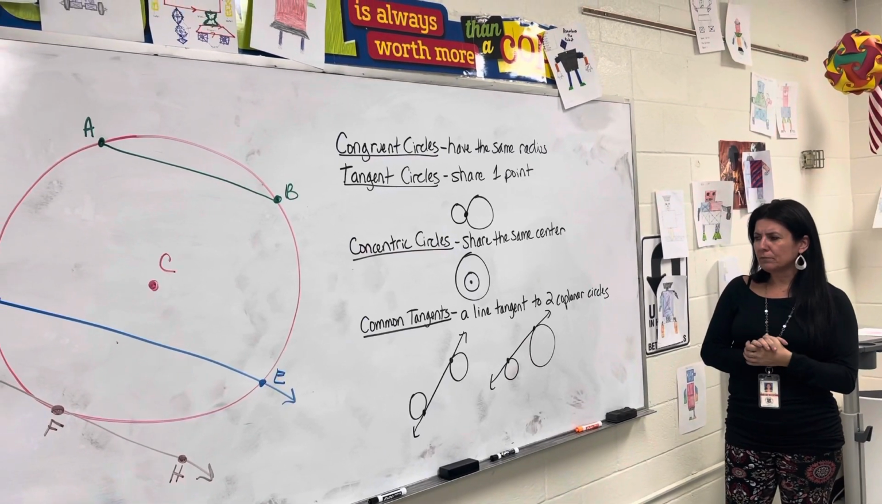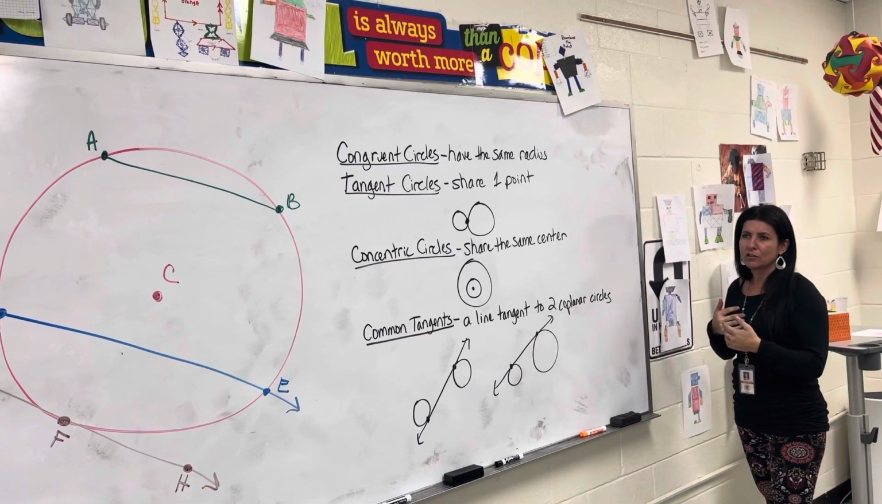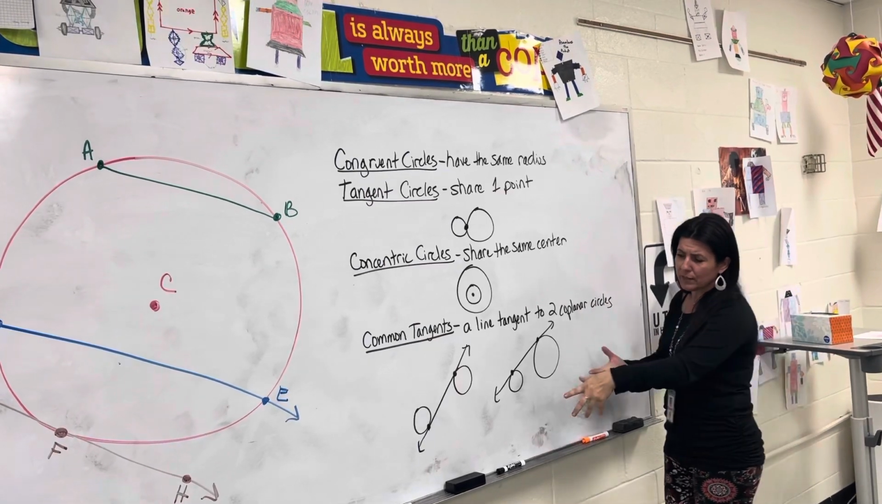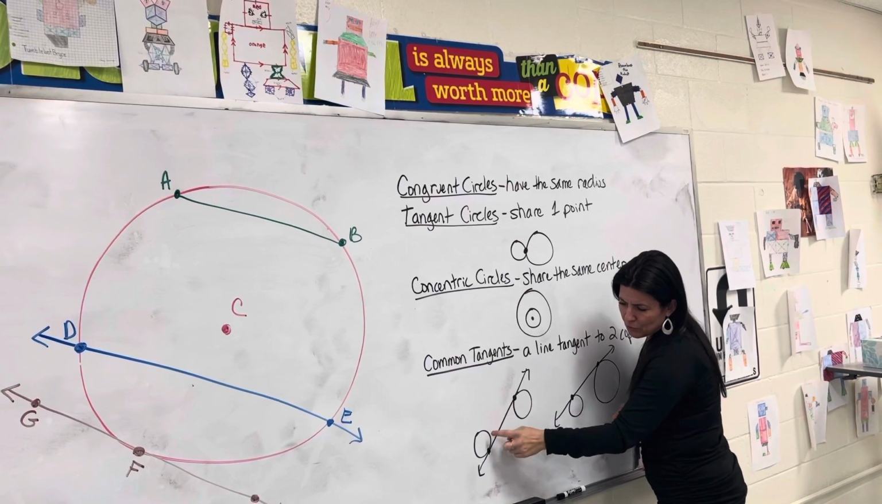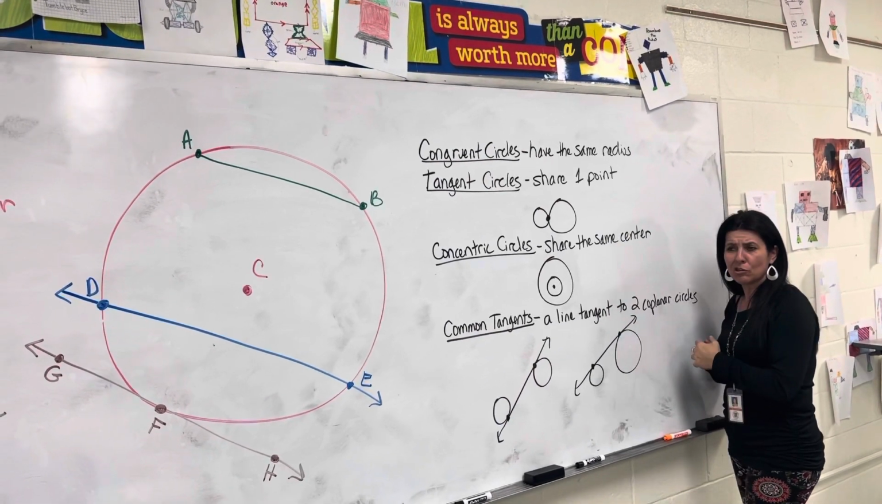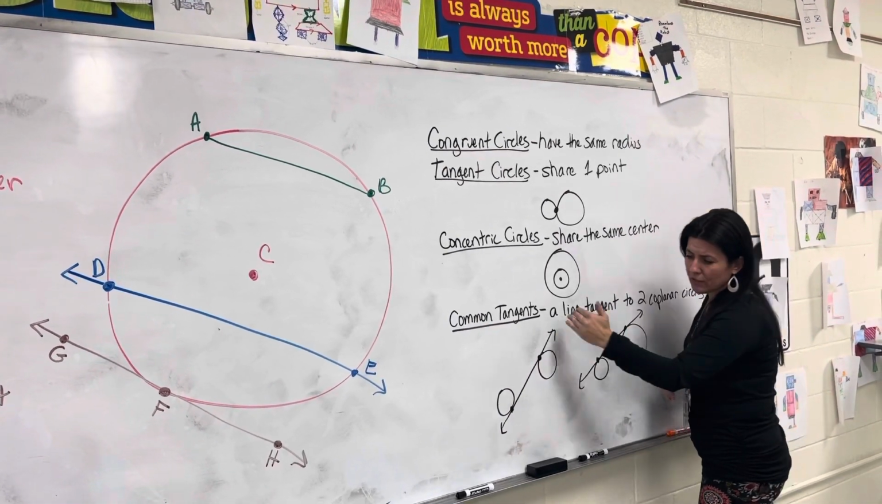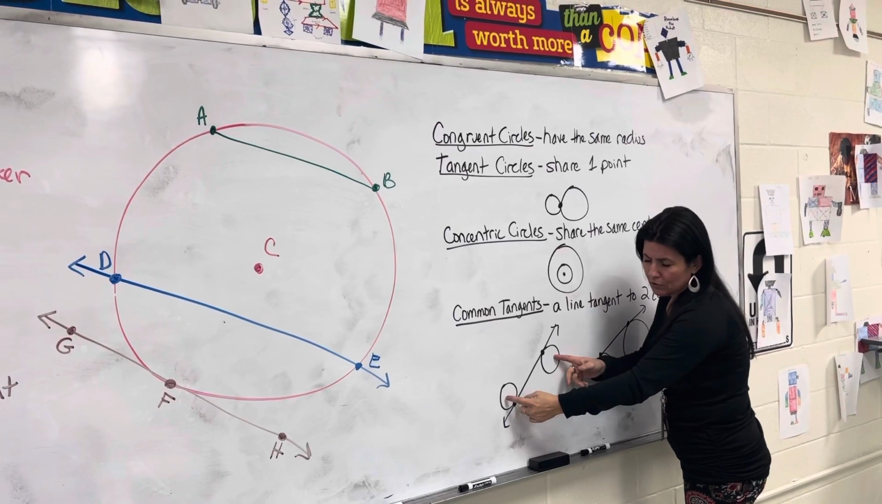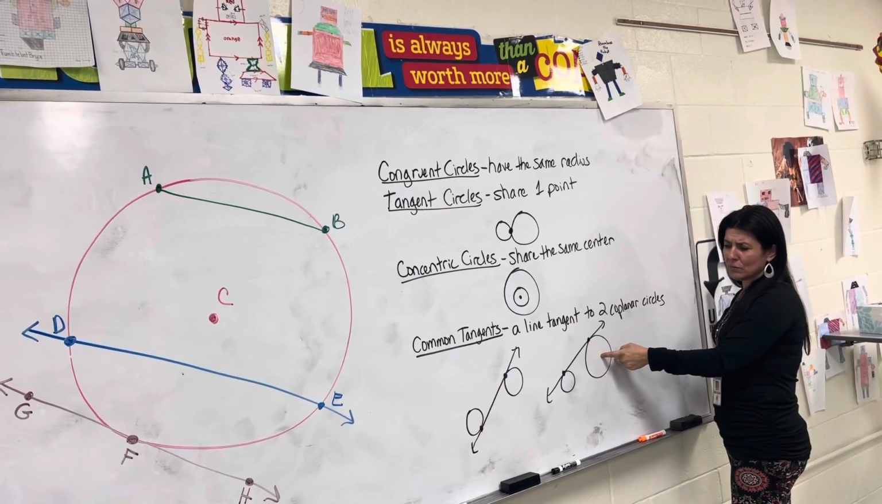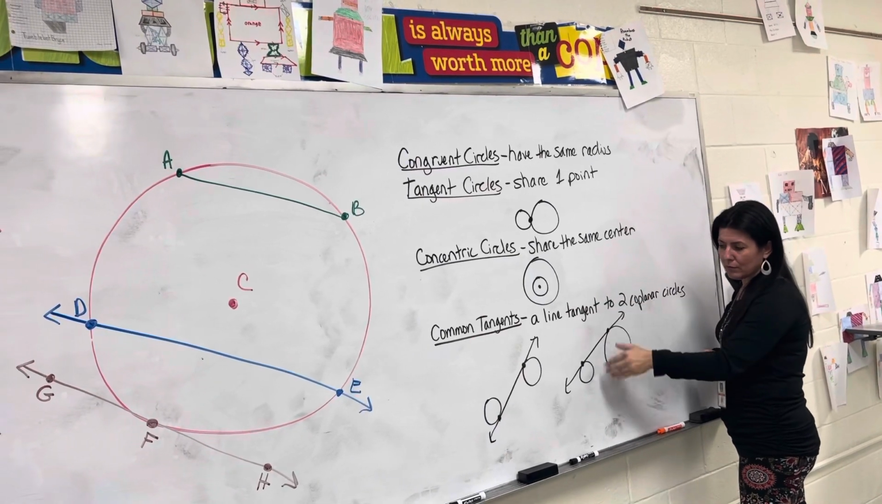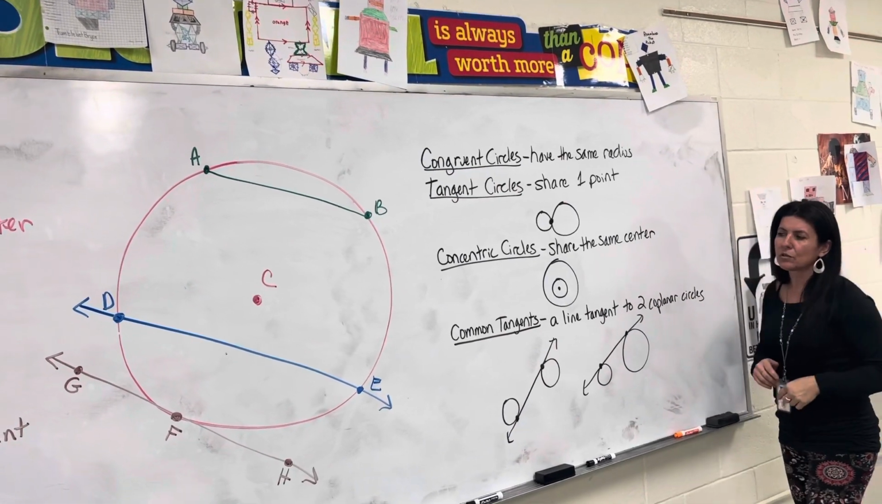Common tangents. It's a line that is tangent to 2 circles. I have 2 examples here. So this tangent is a common tangent between these 2, and it's considered an internal or inside tangent because it goes down the middle of these two circles. This one's a common exterior tangent because it does not go through the middle. It just stays on the outside of those circles.